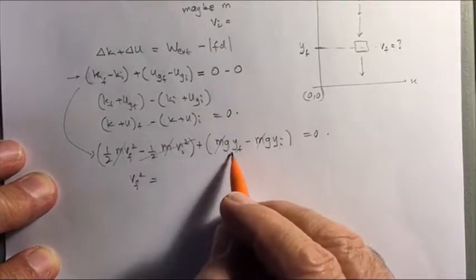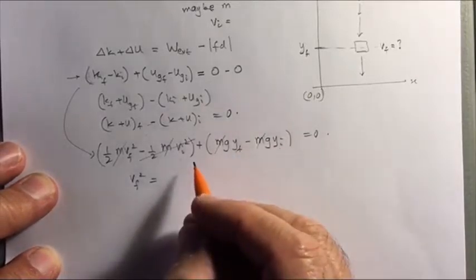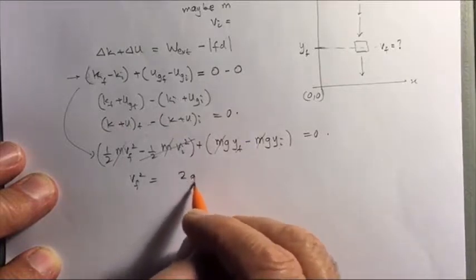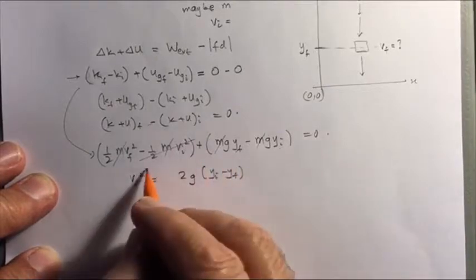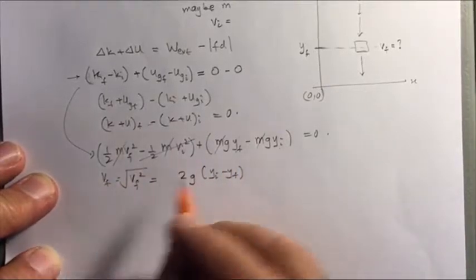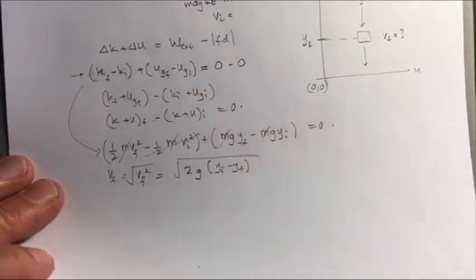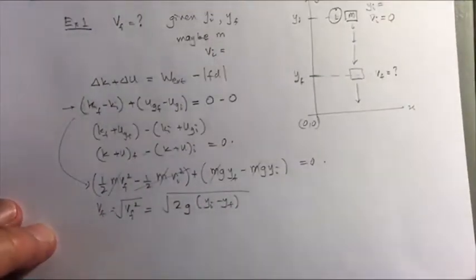This would go to the other side, and we would get 2G times (Y initial minus Y final), and if we take the square root, we get that answer. So we can solve this. If we know the numbers, we can plug them in and get the answer.